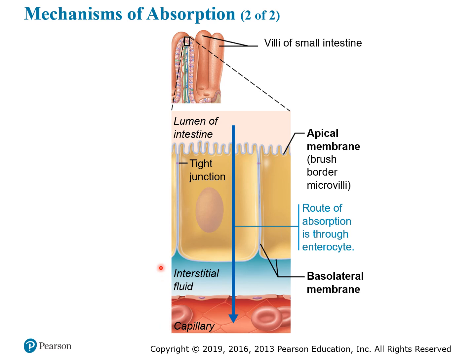This is a small intestine cell. In the small intestine, villi are present on the luminal side, the apical side of the cell, and these villi increase the surface area for absorption. So this is a cell with its microvilli, and the nutrients pass through where you can see the blue arrow. They first cross the apical surface, then they cross the basolateral surface, and then they go to the capillary blood.